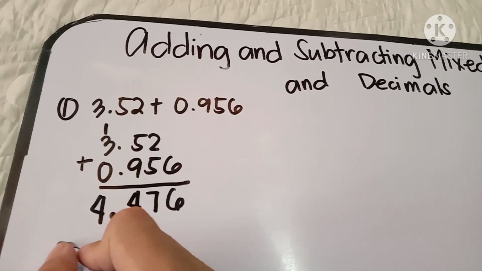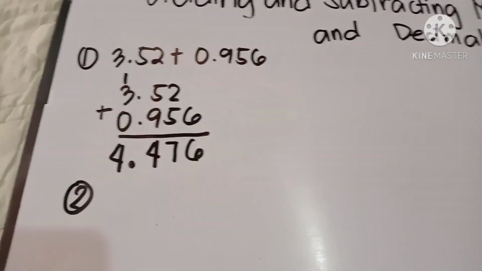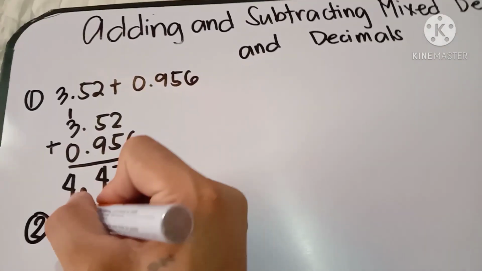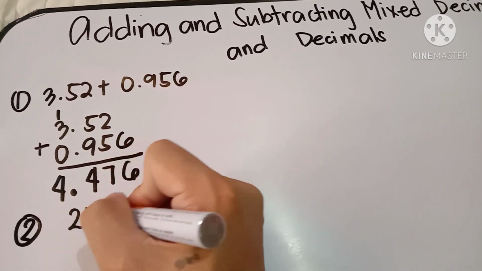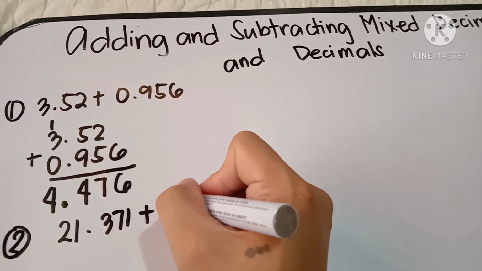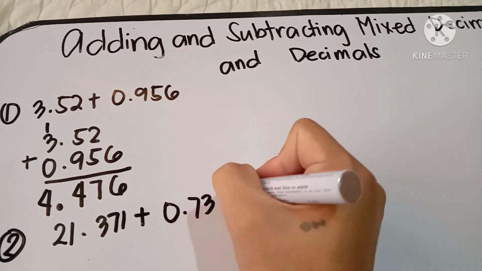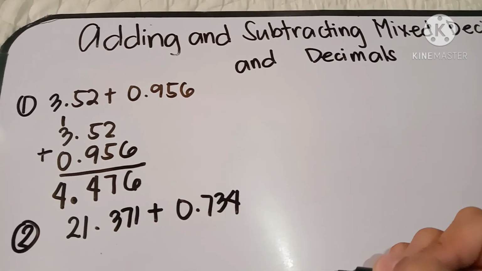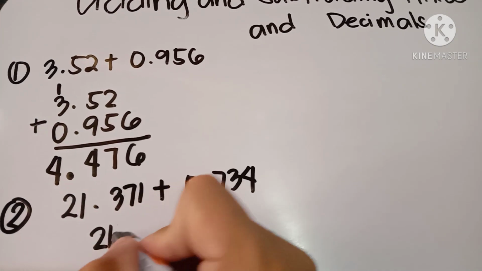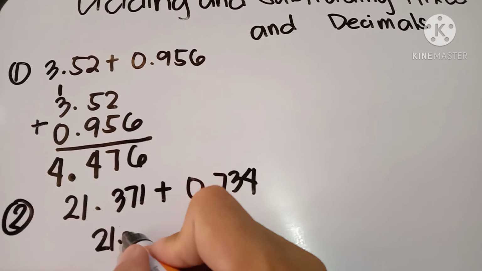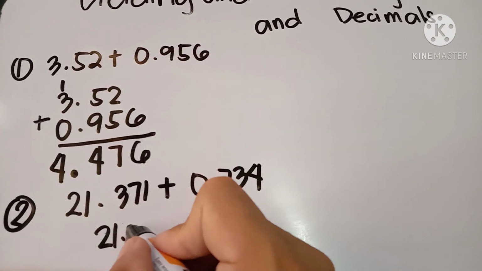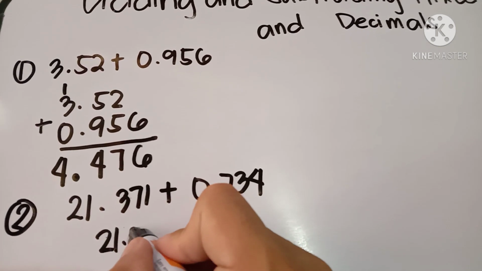thousandths. Alright, number 2. Let's proceed with number 2, second example. Okay, let us add 21 and 371 thousandths and 734 thousandths. So, unang gagawin, isusulat natin yung addends or yung given numbers in column. Okay, write the numbers in column.